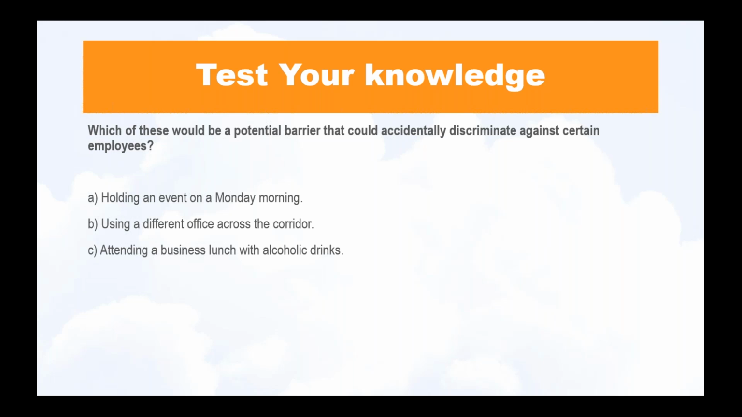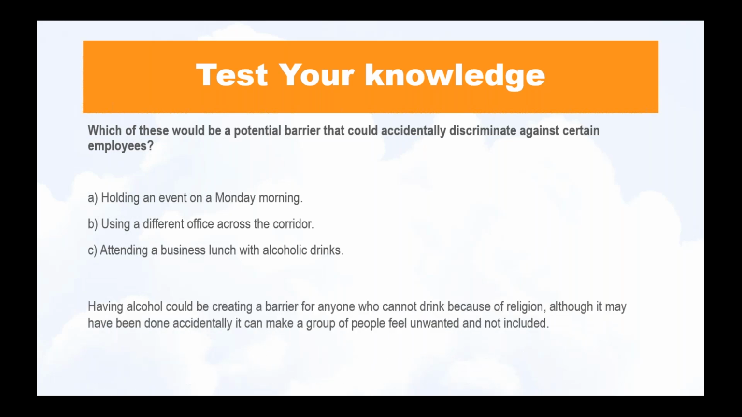Okay, well, maybe it wasn't as difficult as I thought. We have a strong majority of you who think it is C, and you are correct. So having alcohol could be creating a barrier for anyone who cannot drink because of religion. So although it may have been done accidentally, it can make a group of people feel unwanted and not included. There's also, of course, other risks associated with alcohol in the workplace, but it's not what we're talking about today. So really, really great job, everybody. It looks like you all know what you're talking about. So props to you.